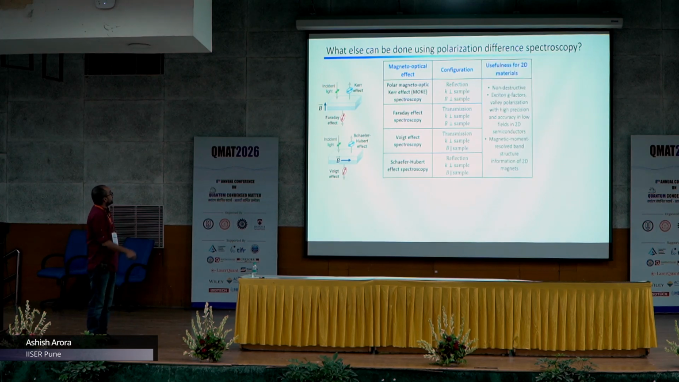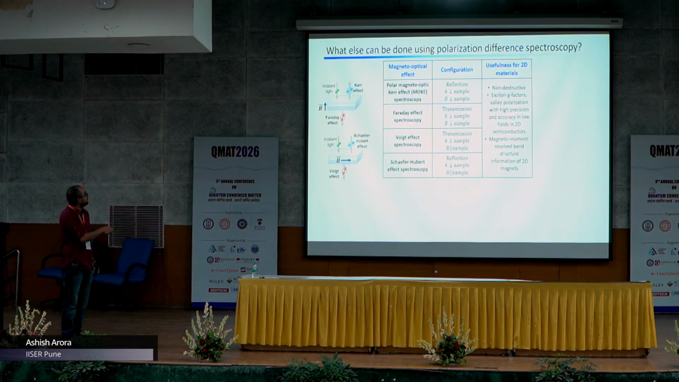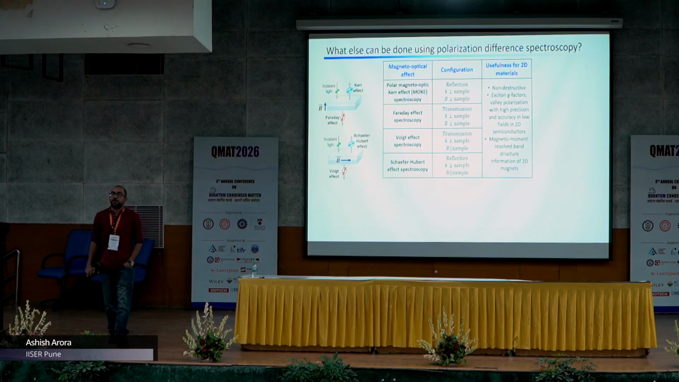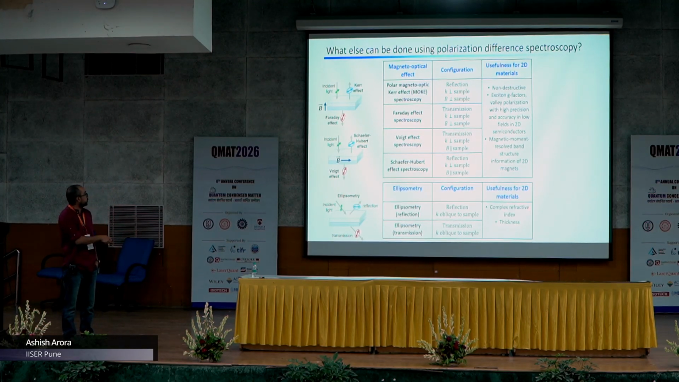And using all of these, we can measure lots of things about spin polarized or magnetic moment polarized band structure of the materials non-destructively. We can measure small exciton g factors or small signatures with high precision and high accuracy in two-dimensional semiconductors and two-dimensional magnetic materials as well. Similarly, we can do ellipsometry either in transmission or reflection, as I talked about. And this is useful for measuring complex refractive index and thicknesses.